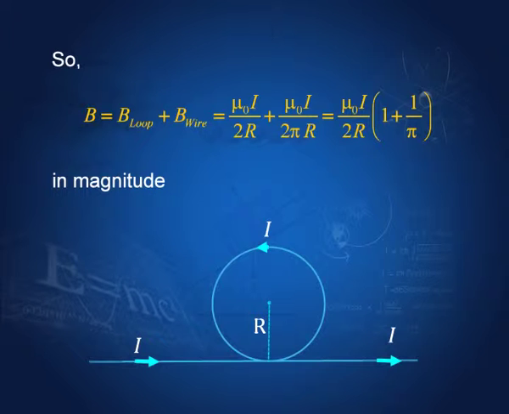In this case, you can work out, I leave it for you as an exercise, that the fields are in the same direction, the field due to this loop and the field due to this wire at the point which is at the center of the loop. So, you just add them. So, we get the magnitude of B is B loop plus B wire, which is mu 0 I by 2 r, the formula we derived earlier, plus mu 0 I by 2 pi r, again the formula derived earlier, and we sum them together, and this is the magnitude of the field due to this arrangement.